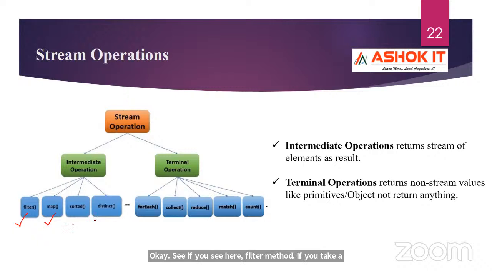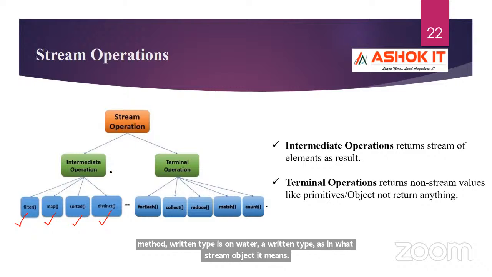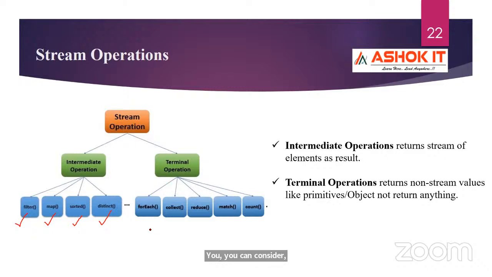or the sorted method or the distinct method, all these methods return what? A stream object. Whenever a particular stream operation method's return type is a stream, then we can consider it an intermediate operation. Understood, everyone? Whenever the return type is a stream object, you can consider it an intermediate operation.